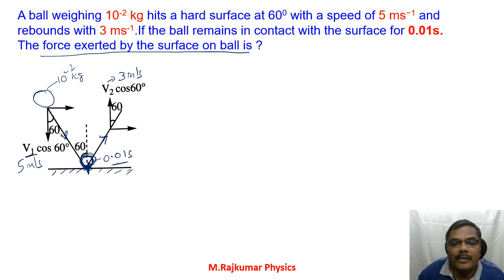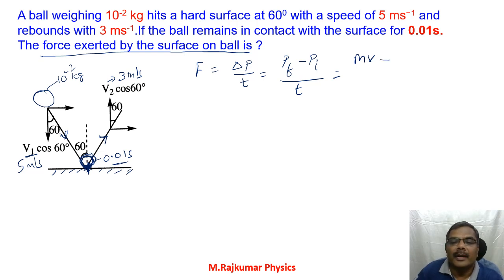Okay, so we are going to use this: force will be equal to change of momentum by time. What is change of momentum? Final momentum minus initial momentum, divided by time. What is the momentum formula? Momentum is mass into velocity. So final momentum is mass into final velocity minus mass into initial velocity, that is the initial momentum, and divided by t. So this will give you the force value.